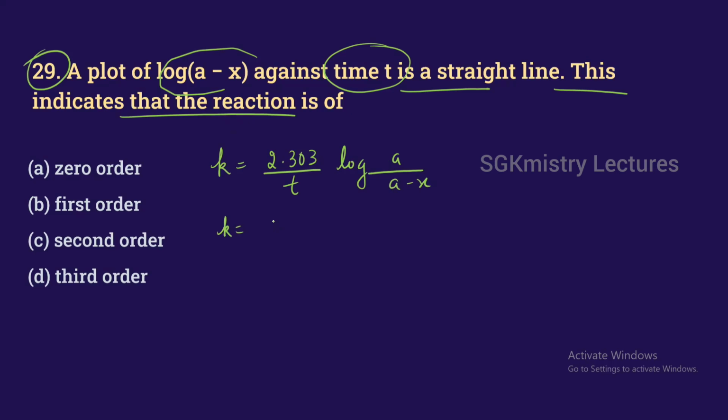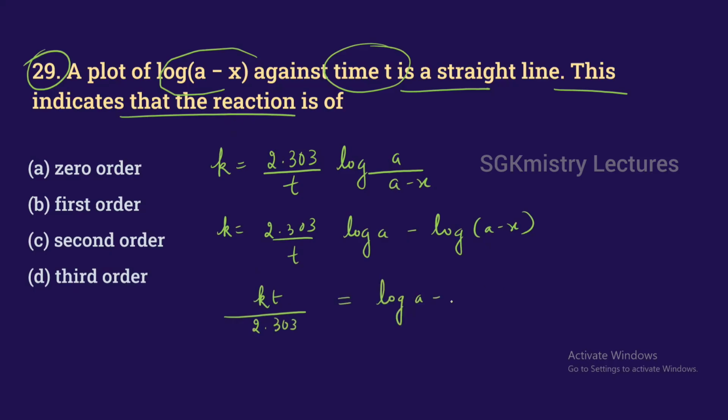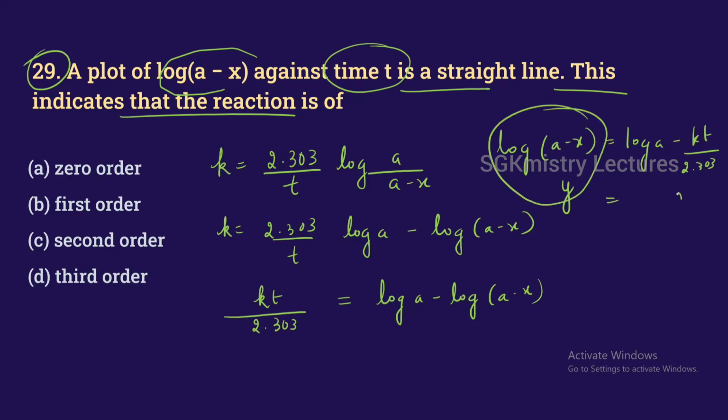So k is equal to 2.303 by t, log a minus log (a minus x). So I can also write it as kt divided by 2.303 is equal to log a minus log (a minus x). Now I can also write it as log (a minus x) is equal to log a minus kt by 2.303. Now this will be y, this will be mx, this will be c. So it is in the form of y is equal to mx plus c.